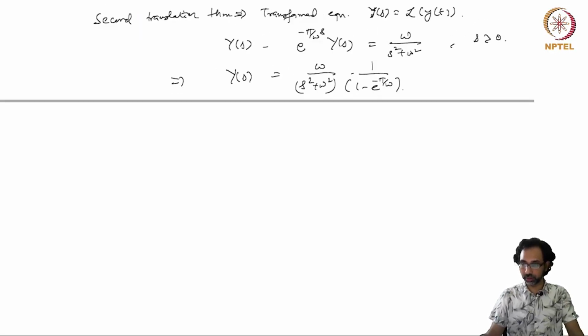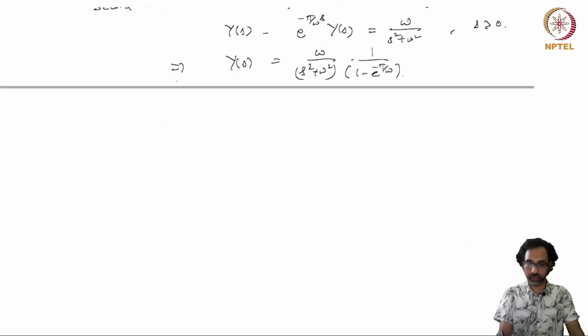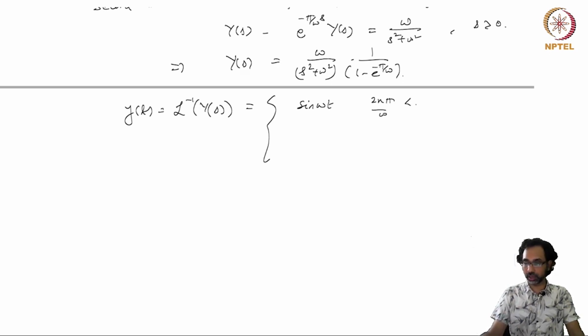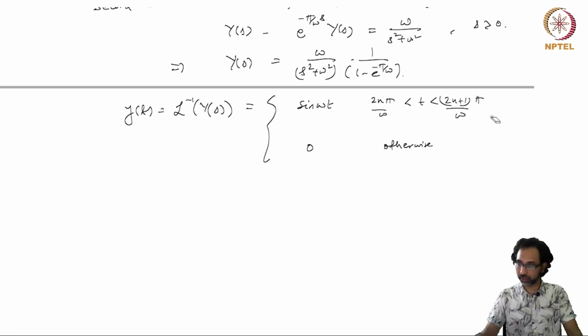And I'll just write down the solution for this Laplace transform. So the Laplace inverse of capital Y(s) is given by the function which is sine omega t if 2n pi over omega is less than t is less than (2n plus 1) pi over omega, and it is equal to 0 otherwise. The first one is valid for n equal to 0, 1, 2, etc.